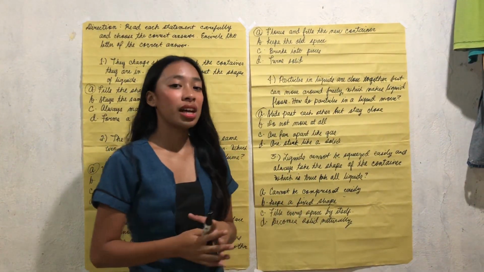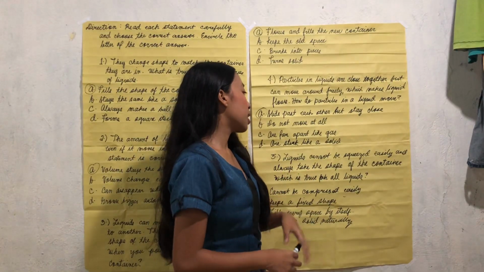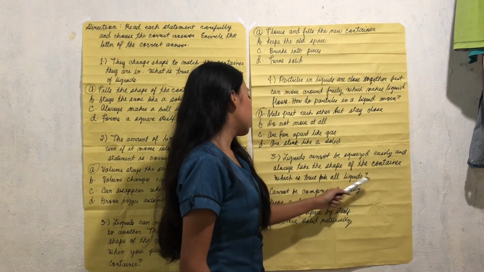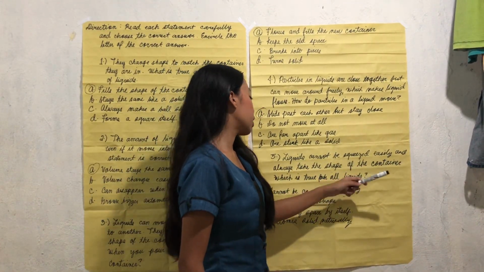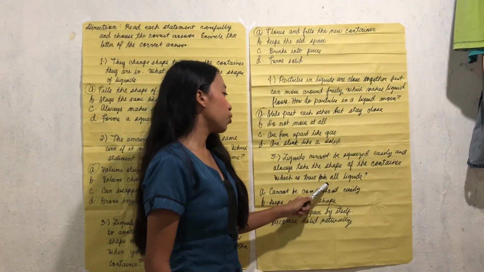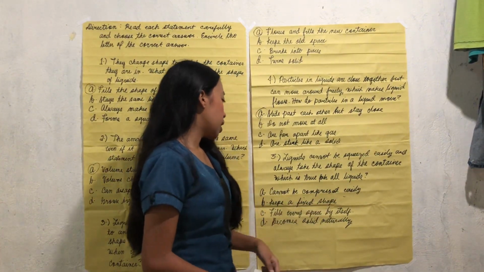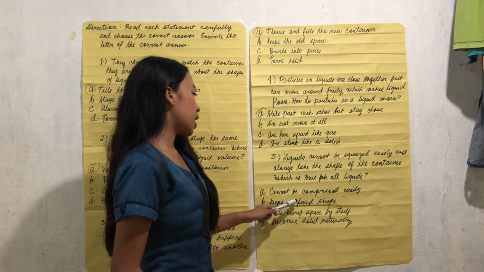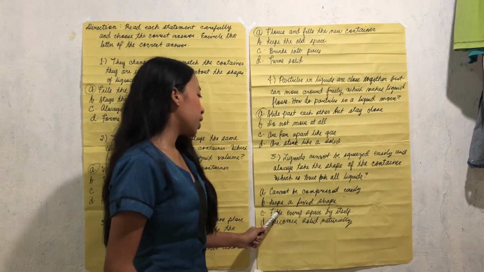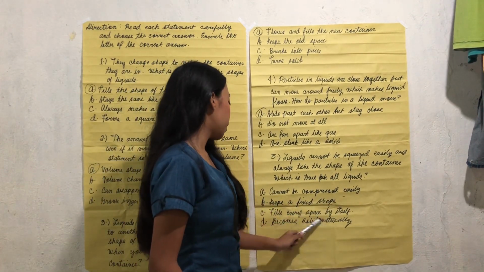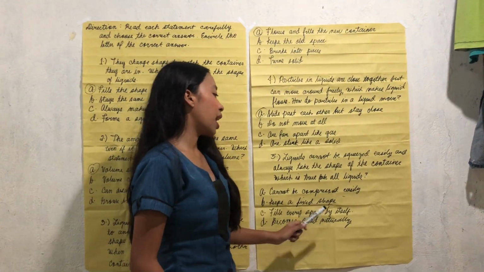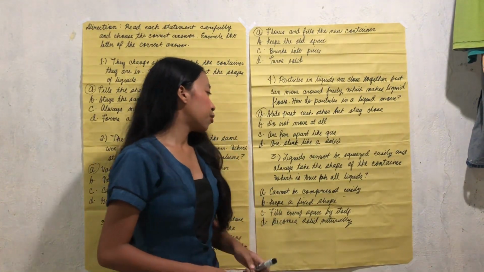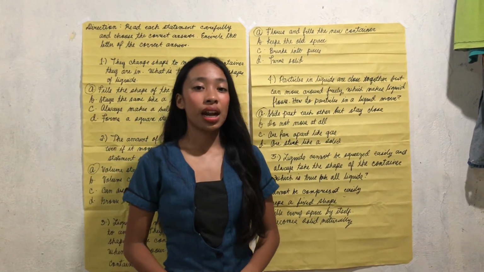Number 5. Last but not the least, liquids cannot be squeezed easily and always take the shape of the container, which is true for all liquids. A. Cannot be compressed easily. B. Keeps a fixed shape. C. Fills every space by itself. And D. Becomes solid naturally. The answer for number 5 is letter B.